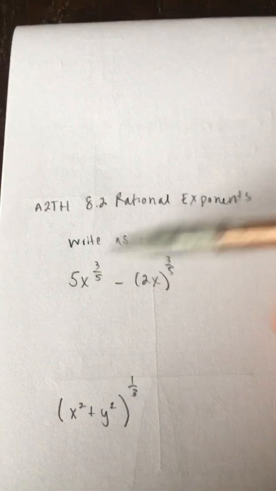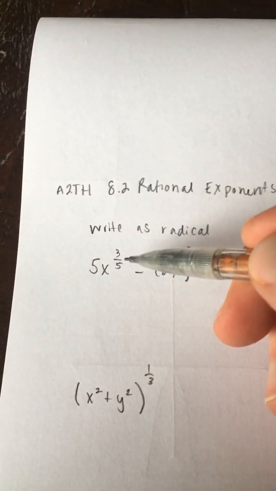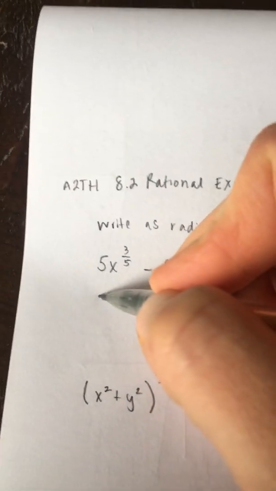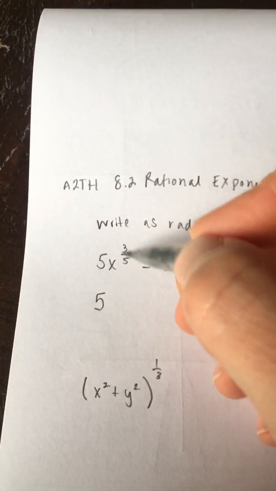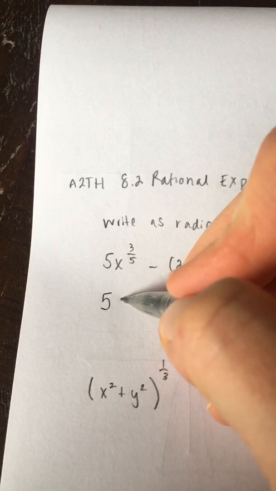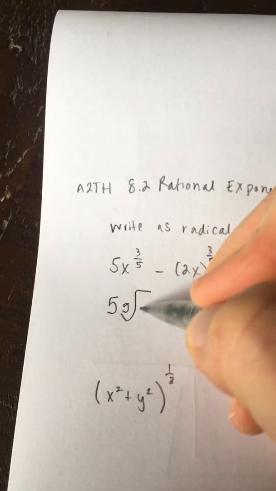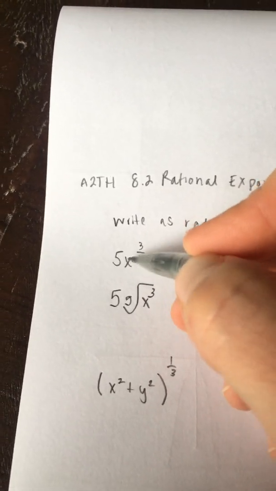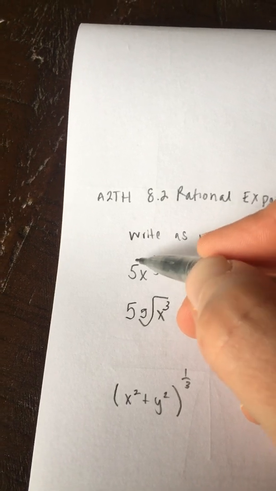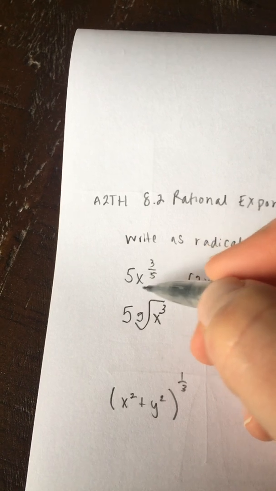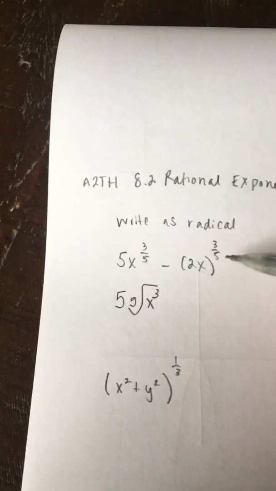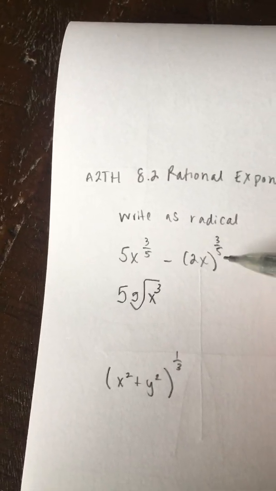Write this as a radical. Is the 5 being raised to the 3/5? No. 5 stays on the outside. Remember, the bottom number tells us the index. The numerator tells us the exponent. So this is the 5th root of x cubed. Okay, this is the base, that's the power. It is not in parentheses, so the 5 is on the outside, and this is where we can rewrite as a root. Fractional exponents mean root.